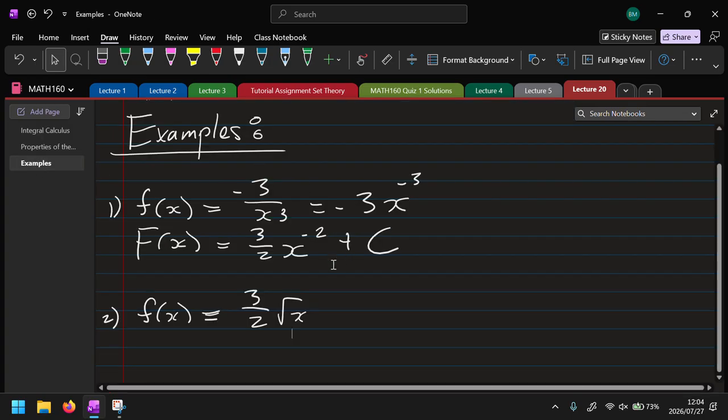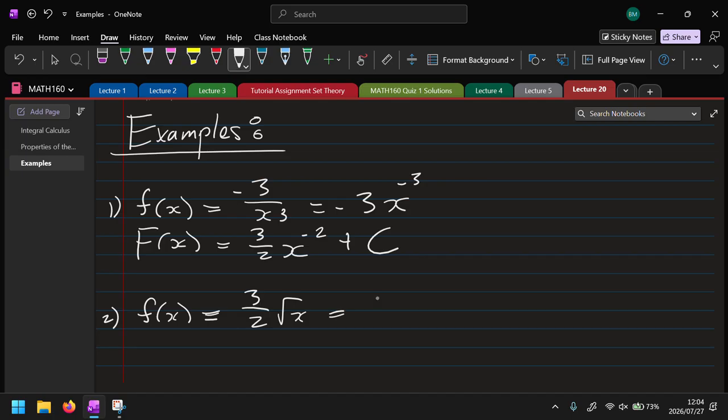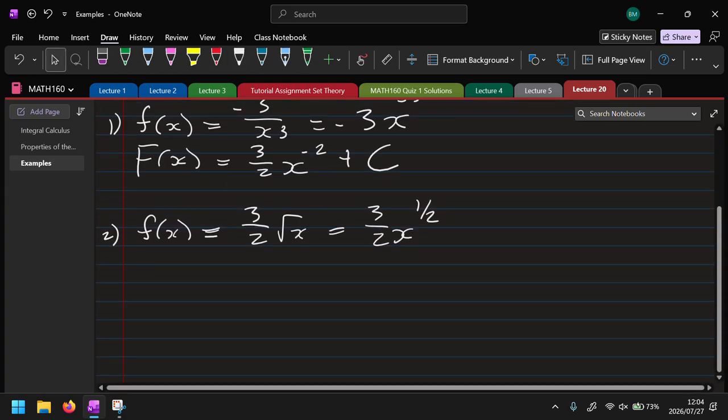Okay, so again, if it doesn't look like it's from the table, you do a little bit of work, and then it is something from the table. So this will be 3 over 2 x to the half. Everyone clear on that? Yeah. So, same thing as before. Add 1 to the exponent. That will give us 3 over 2. Then we need to divide by 3 over 2. That will be 2 over 3, and then plus C. Good.